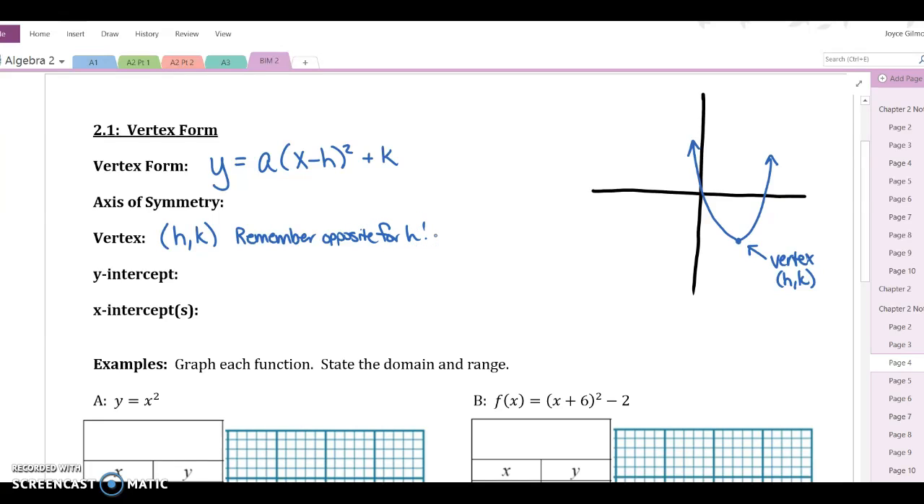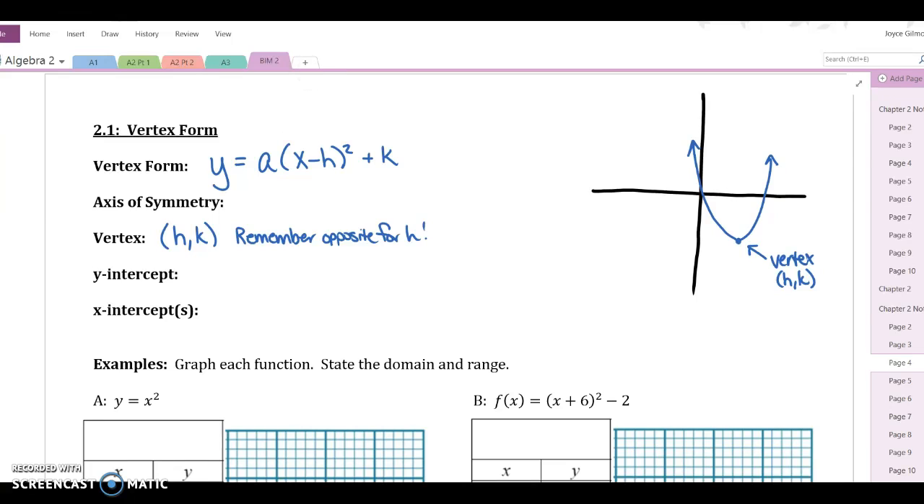And I wrote, remember opposite for h, because if it said x minus 2, that would actually move the graph right 2, so your vertex would be at positive 2 comma something. If it was x plus 5, that would mean left 5, so your vertex would be negative 5 comma something.